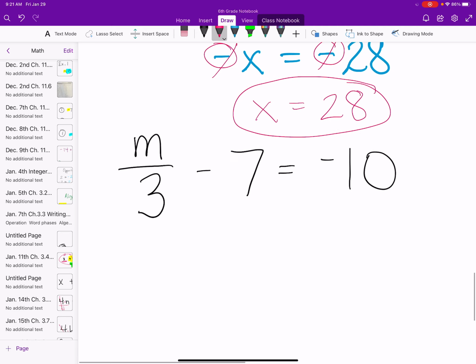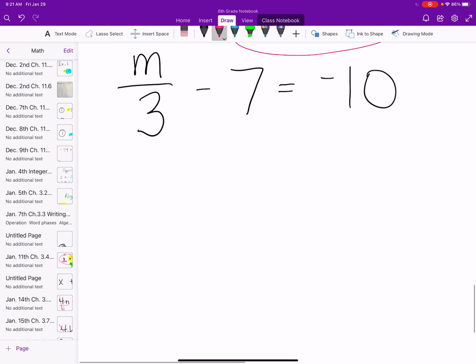Okay, last one that we're going to work on. So we have m divided by 3 minus 7 equals a negative 10. We need to get rid of our minus sign first here, our minus 7. The opposite of minus 7 is plus 7. We're going to do that on both sides.